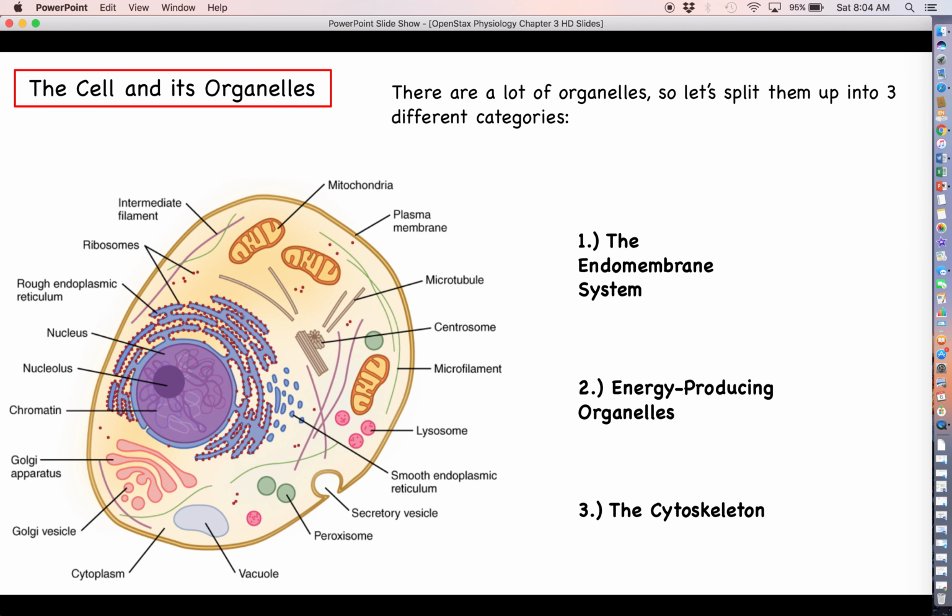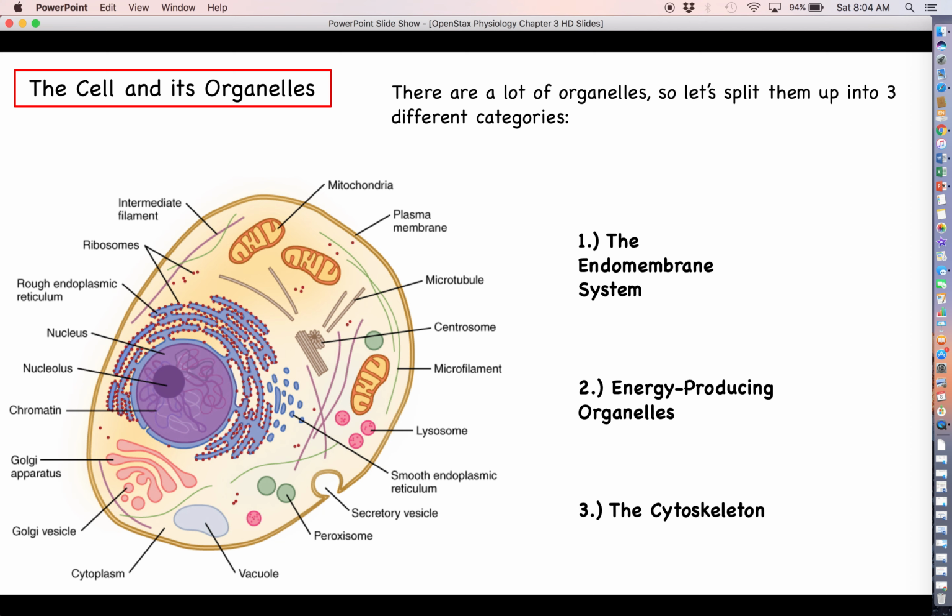So there are a lot of different organelles. We're not going to talk about every single one, but the ones that we are going to talk about, we can split up into 3 different categories. The endomembrane system, which is going to include all of the intracellular communication in terms of coordinating intracellular responses, synthesizing proteins and lipids, basically all the day-to-day duties of a cell.